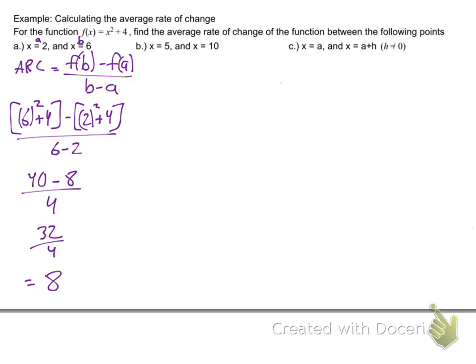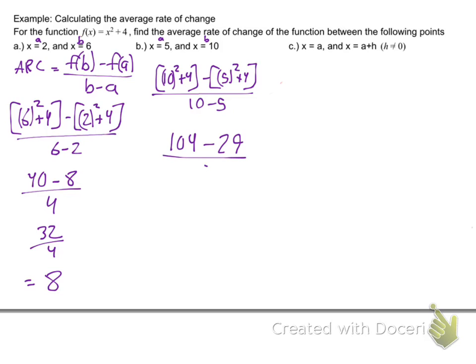Do it again. 5 and 10. A and B. 10 squared plus 4 minus 5 squared plus 4, all over 10 minus 5. 10 squared plus 4 is 104, minus 29, all over 5. 104 minus 29 is 75, over 5 equals 15.